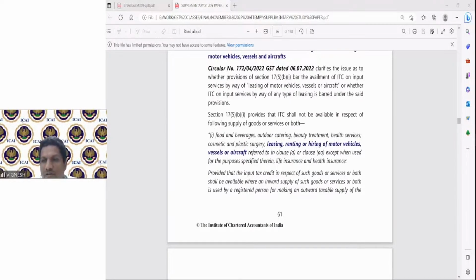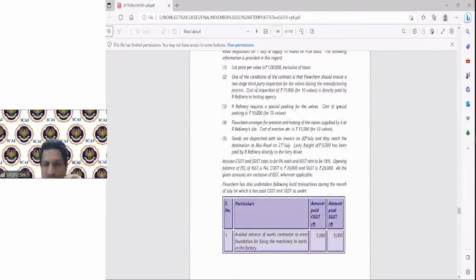Interest is calculated from which date? After 180 days or from the invoice date? It has to be calculated from the invoice date only, not after 180 days. Because you have availed the credit and you have not paid your supplier for 180 days, on that entire gap of the amount, you have to pay the respective interest. So that was your amendments based on the supplementary study paper.